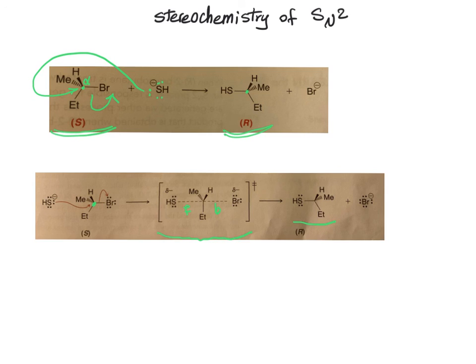The configuration of the alpha carbon in the product is R. So the reaction proceeds with inversion of configuration. And the reason for this inversion of configuration is that SN2 is a backside attack. So it will change the configuration of the chiral center.